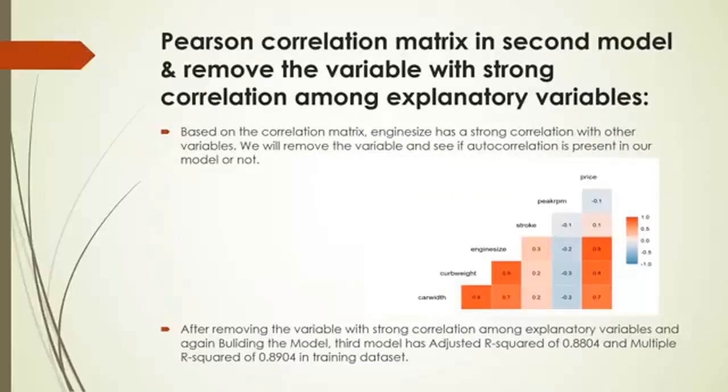Next, we would like to see the Pearson correlation matrix in our second model and remove the variable with strong correlation among explanatory variables. Based on the correlation matrix, engine size has a strong correlation with other variables. We will remove the variable and see if autocorrelation is present in our model or not. After removing the variable with strong correlation among explanatory variables and building the model again, the third model has adjusted R-square of 0.8804 and multiple R-square of 0.8904 in the training dataset, which is quite good.